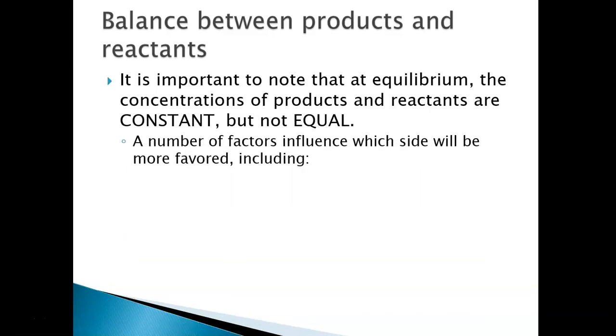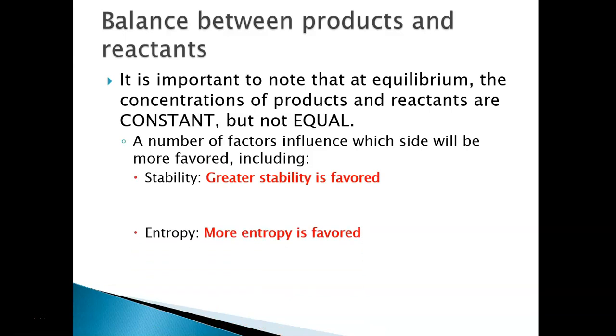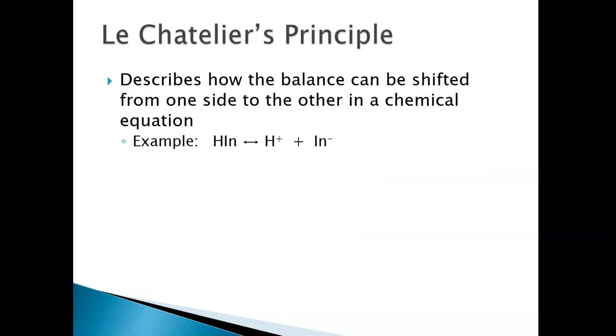Now, there's a whole host of factors that are going to influence which side is going to be more favored, and these include stability, so greater stability is favored, and entropy, which is disorder, and more entropy is favored. Now, we are not going to ask you to look at a reaction and predict which side is more favored. I'm just letting you know that it's sort of a complex problem. And we talk a lot more about the effects of stability and energy and entropy on equilibrium in HL chemistry, if you take that class.